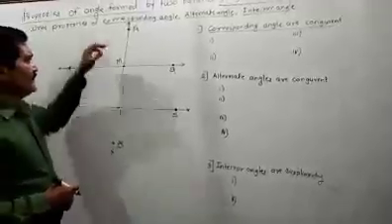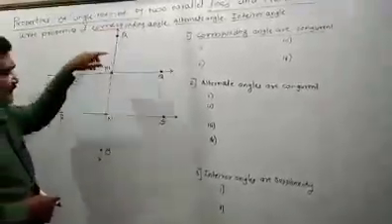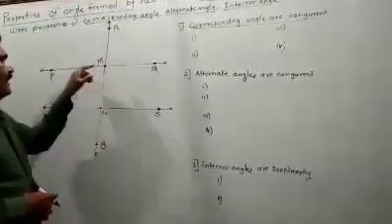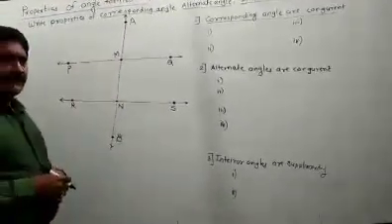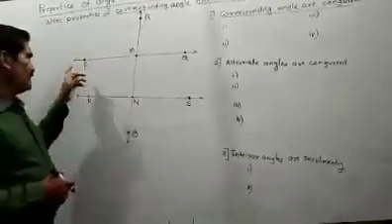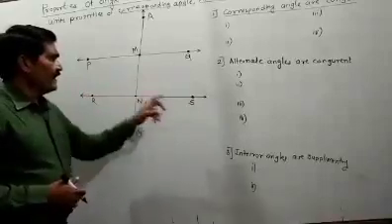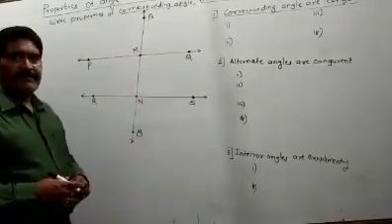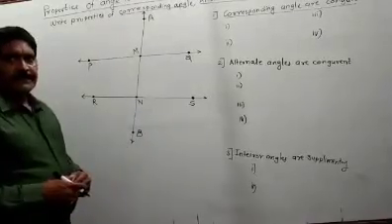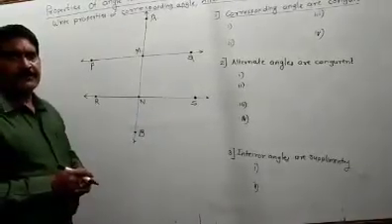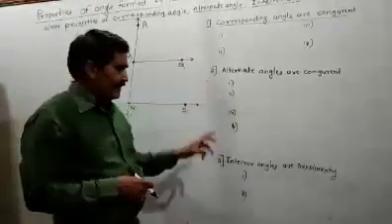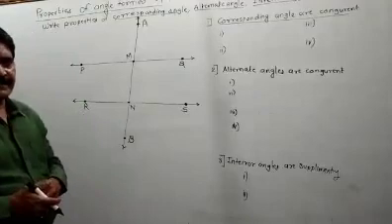So this AB is the transversal. Transversal AB intersects line PQ and line RS at points M and N. Due to this transversal AB, three types of angles will form. The first type are corresponding angles, the second type are alternate angles, and the third type are interior angles.